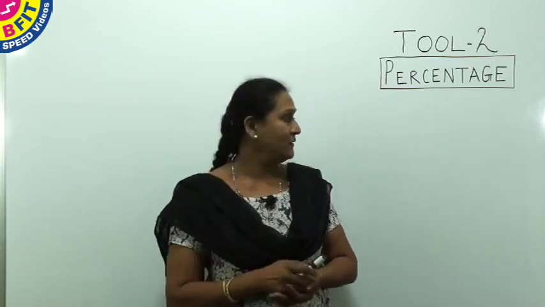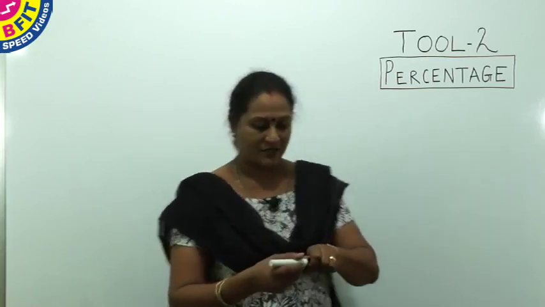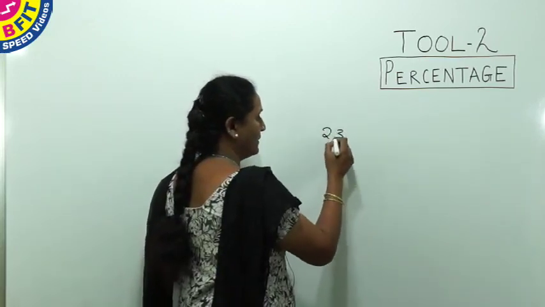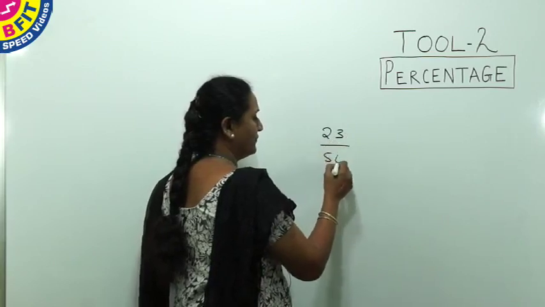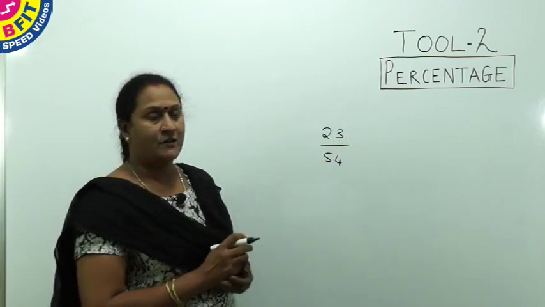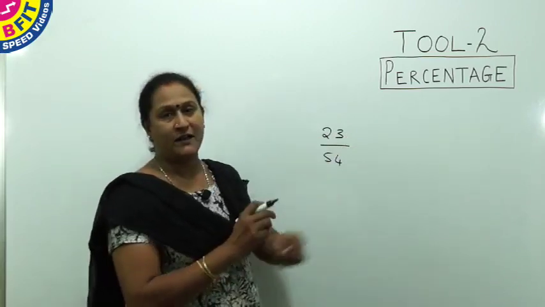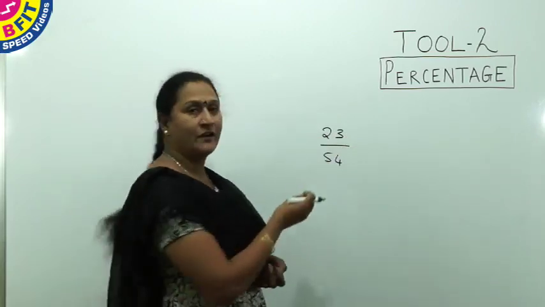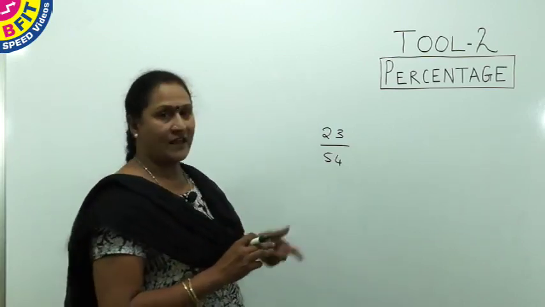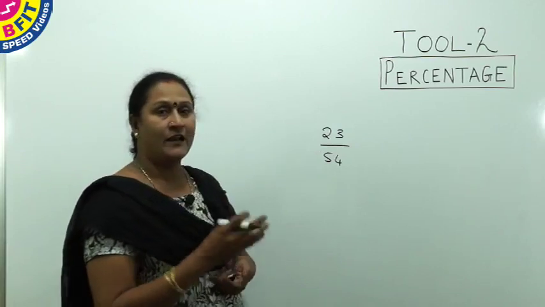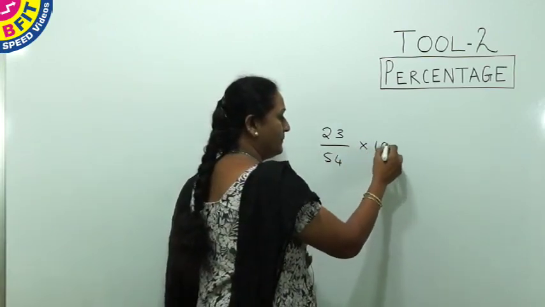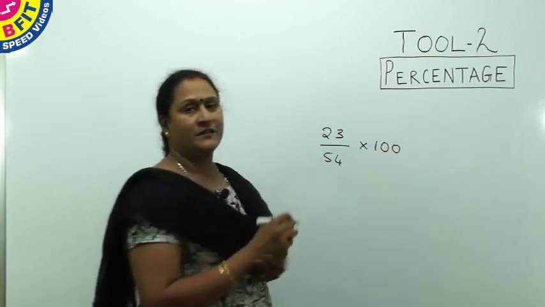For example, suppose you have a fraction 23 by 54. So how to find the percentage for a given fraction? Out of 54 it is 23, so we need to find, out of 100, what is the value. So how to find the percentage? Any fraction or any integer or any decimal, merely by multiplying it with 100, we can find the percentage.